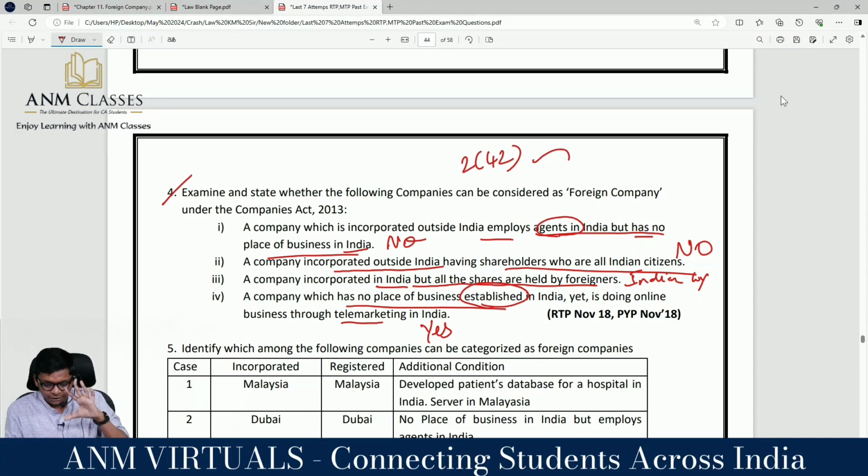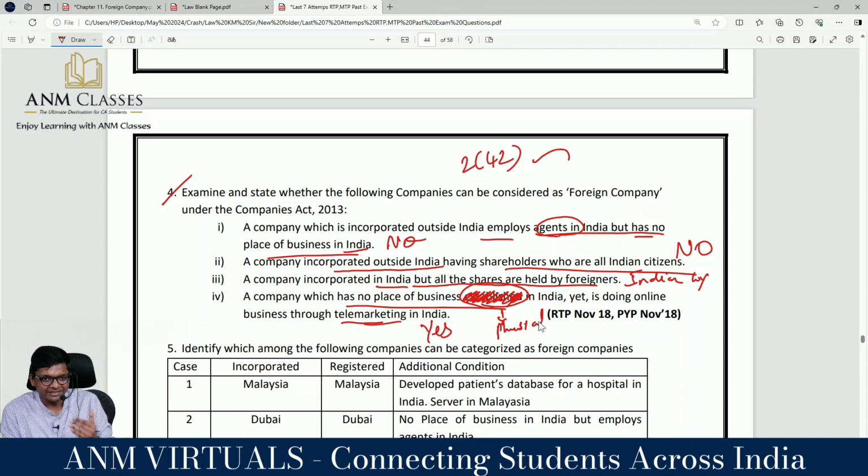Clear? If I change this question, if the word established is removed, the company is not having place of business in India, but it's doing online business, then I have to ask a question. Through telemarketing, is that place of business? You can't say no place of business. Here, established is talking about the physical office. Are you understanding? I told you, all the questions are going to come from this one section, 379, and that circular issue. Okay. Easy, guys.